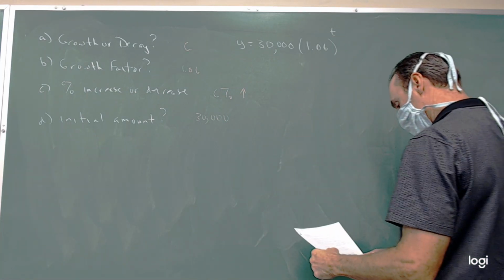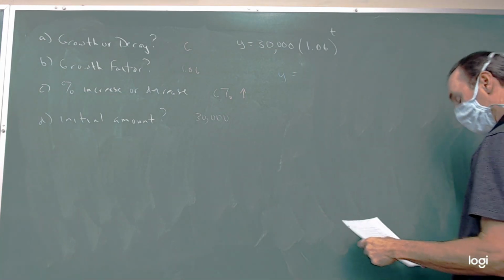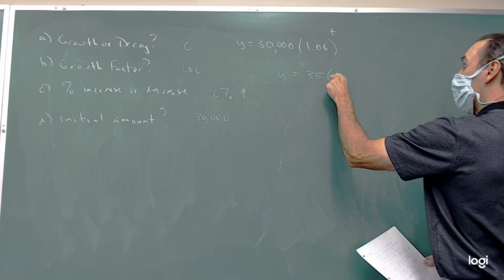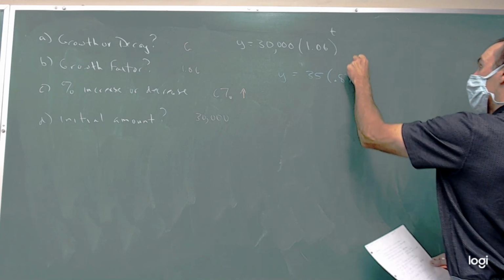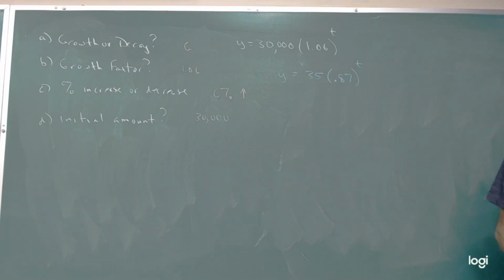So let's do y is equal to, and we'll say 35 times 0.87 to the t power. Same questions. Is it growth or decay? What's the growth factor? What's the percent increase or decrease? What's the initial amount?